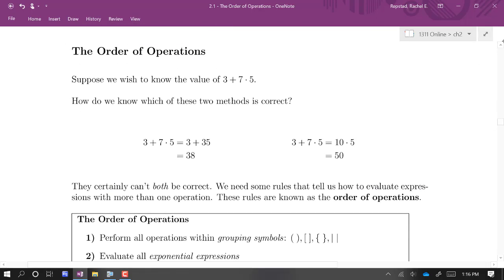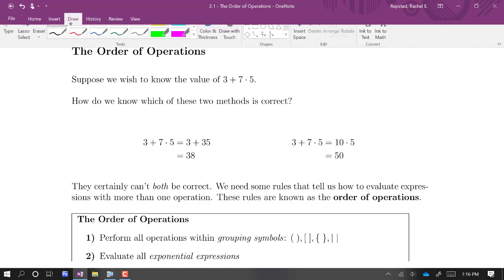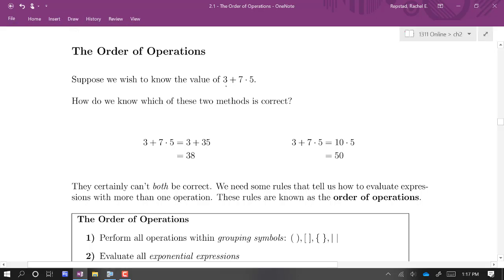Okay, so now that we've done some practice with working with operations, with integers, with fractions, with exponential expressions, now we'll look at the order of operations. So I'm going to start with just sort of a question here, and suppose what we're interested in, what is the value of 3 plus 7 times 5?